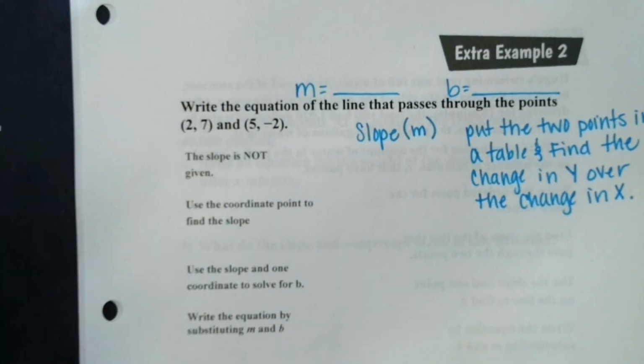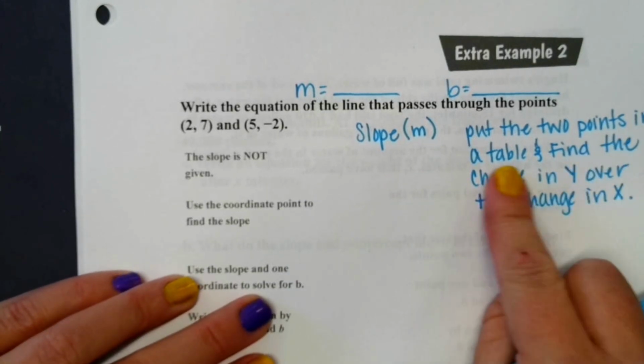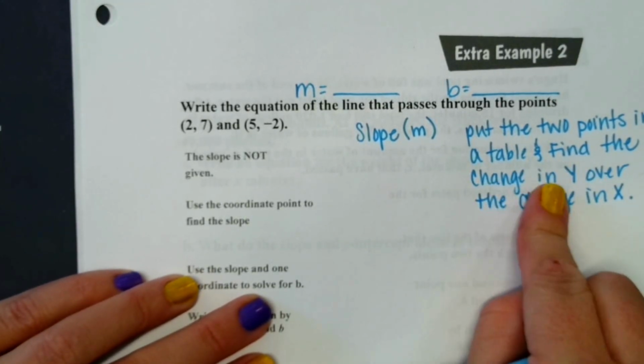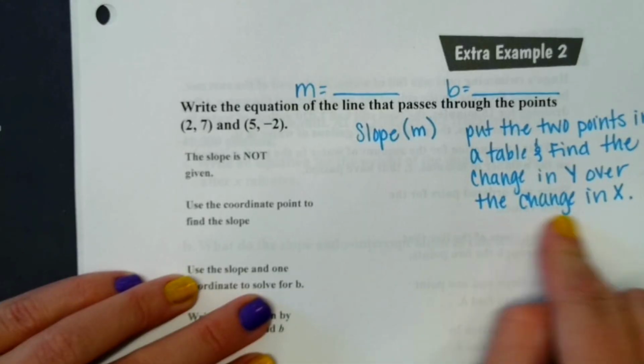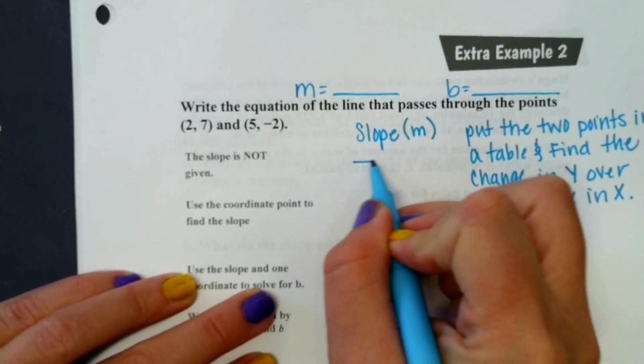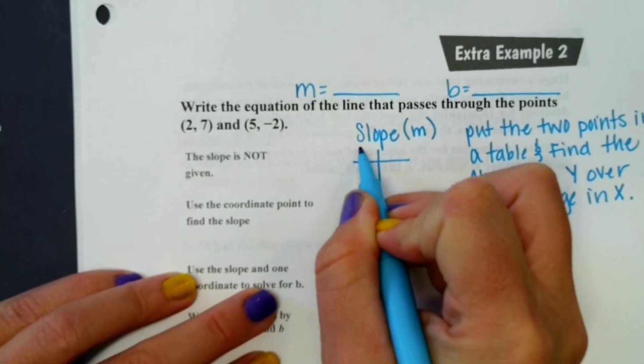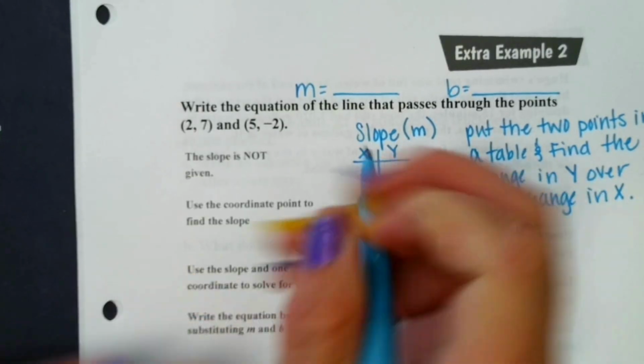You're not writing that down? I would. Put the 2 points in a table and find the change in y over the change in x. So we're going to put these in a table. I'll let you keep writing, and then I'll pick up here in just a moment.